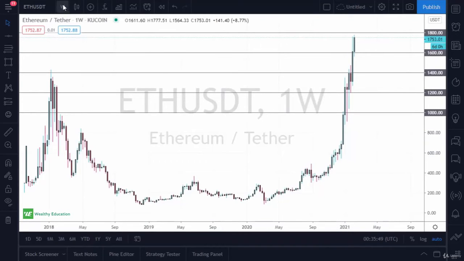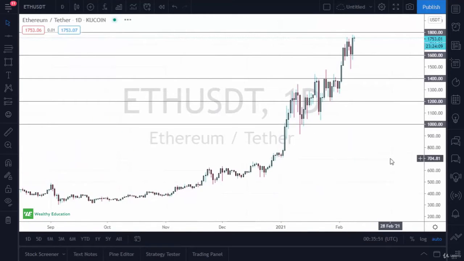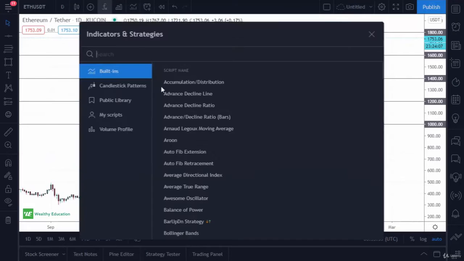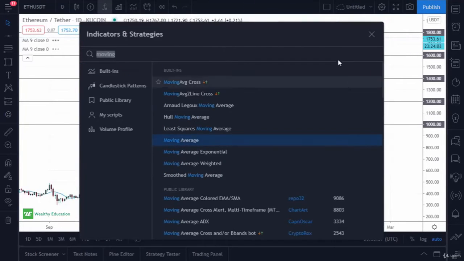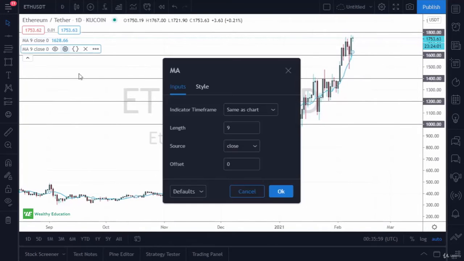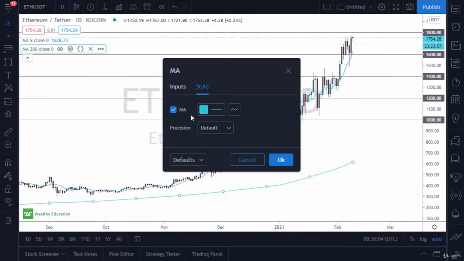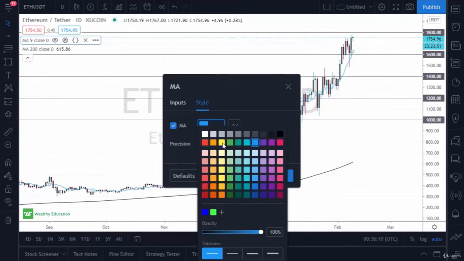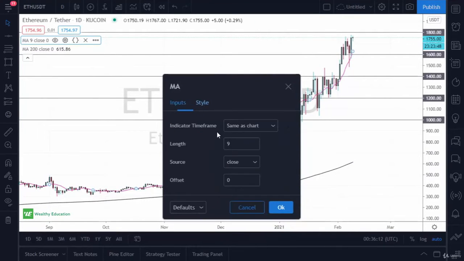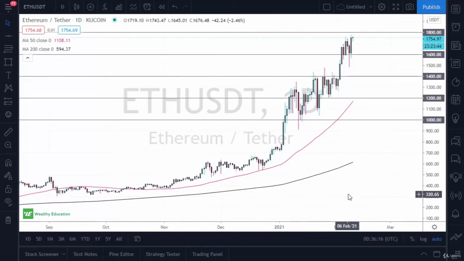So let's go down to the daily chart. Let's put our moving averages on first. Let's do 200. You can see we're well above that, as you would expect, looking at the chart. We're well above the 50-day EMA also.